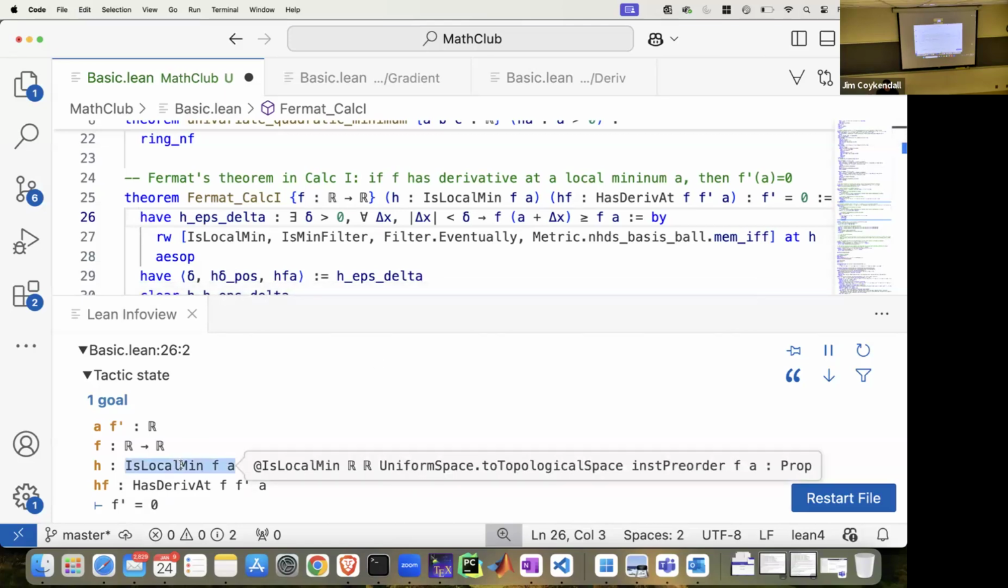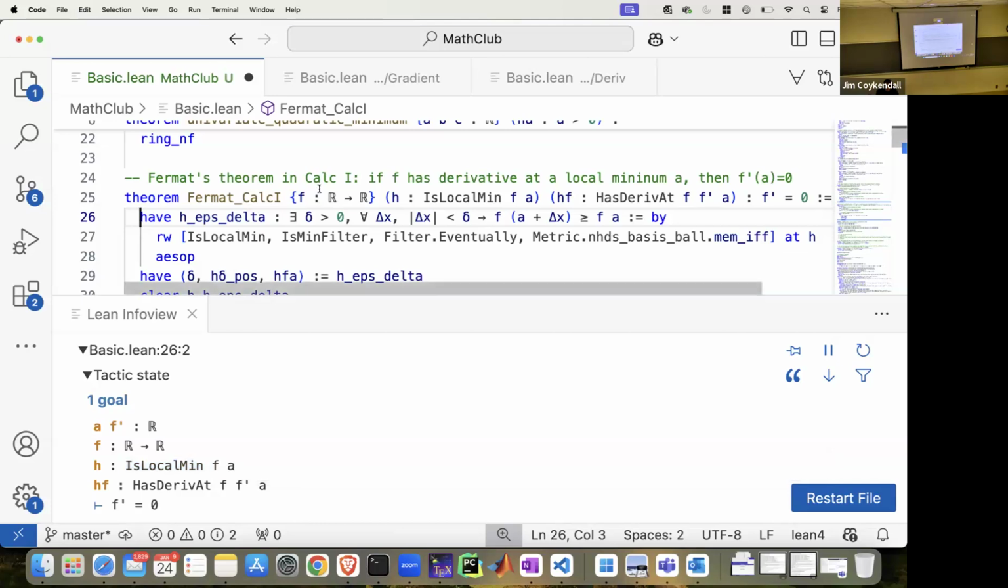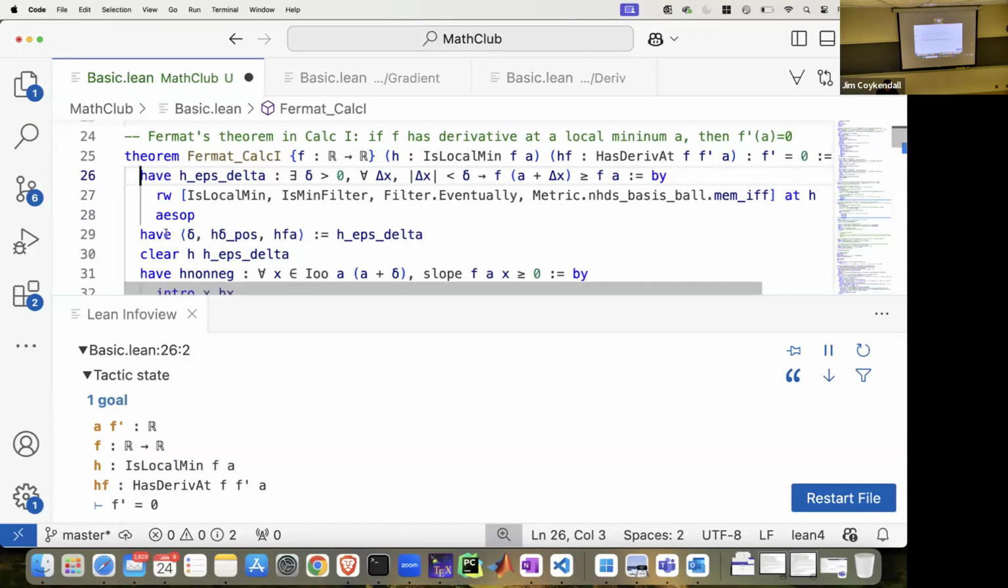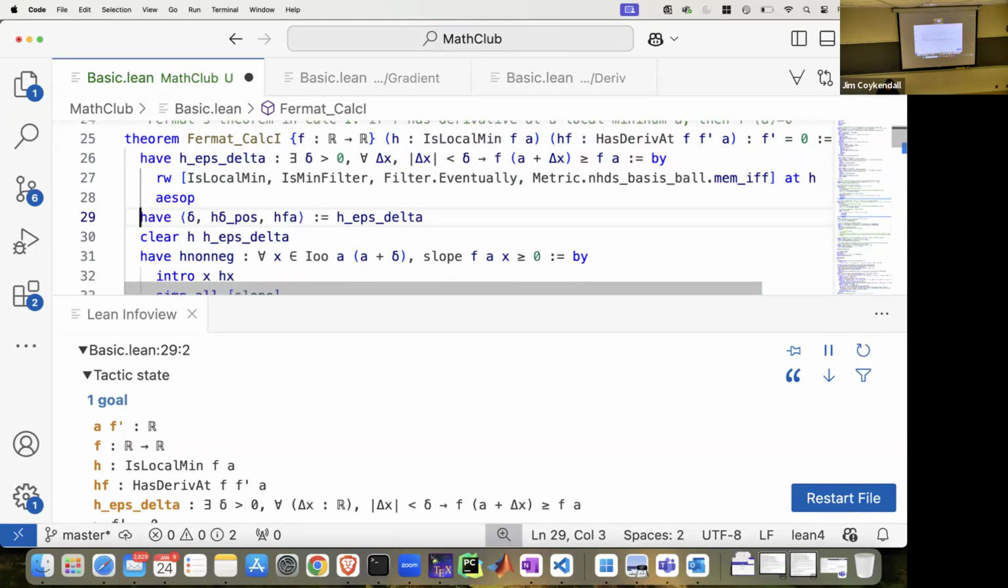First thing to do, I never mentioned how Lean defines local minimum, right? So we need to do a little bit in Lean to change this notation to the notation we are familiar with. So what's the definition of local minimum that we are familiar with? The notation we are familiar with usually looks like this, using an epsilon delta kind of language.